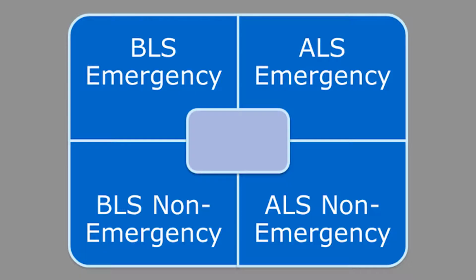We often see agencies that don't use dispatch protocols or don't use them effectively. Whether you create your own protocols or use a commercially available product, it is essential to customize it by assigning a response to each dispatch condition. Remember, when determining a response assignment, there are 4 levels of service to be considered: ALS 1 emergency, ALS 1 non-emergency, BLS emergency, and BLS non-emergency.